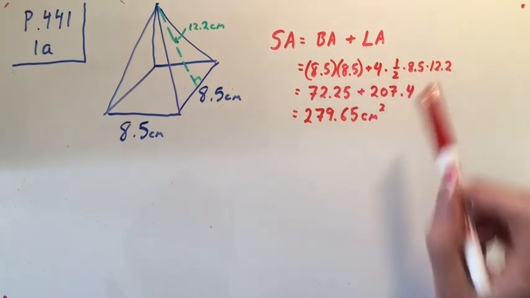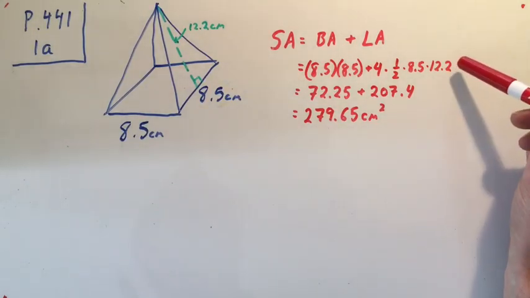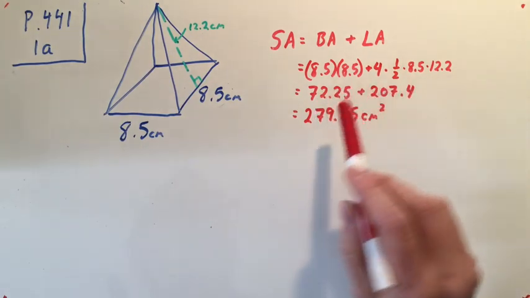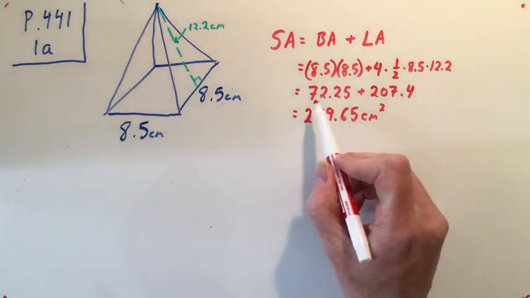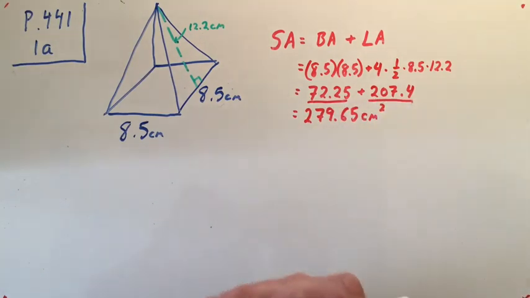So that's where this has come from. This is called calculator ready form, so you could go straight from here to here if you would like. I've put these in here to show you that this 72.25 is the area of the base, and the 207.4 is the lateral area of my pyramid, and added together you get 279.65.